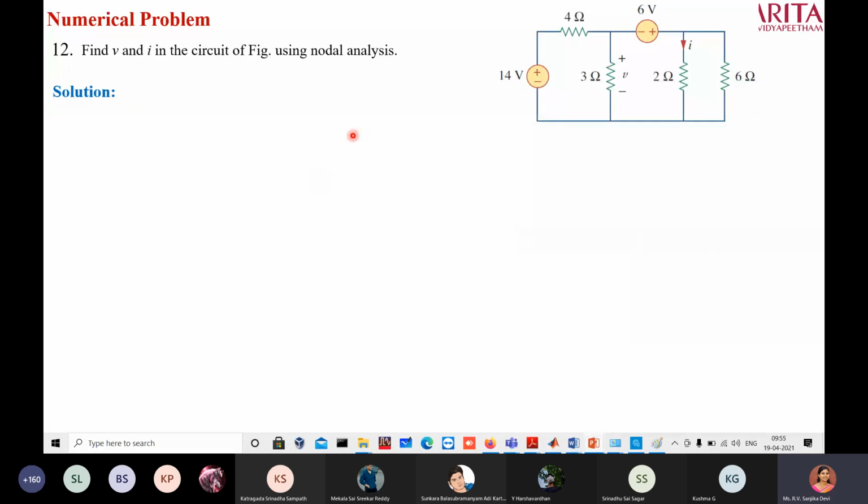Okay, so we will take up a numerical problem. For the circuit, we have to find V and I using nodal analysis. If the question is explicitly asking you to use nodal analysis, you have to use only nodal analysis, because any circuit can be solved using any of the methods. But if the question gives an explicit term, you have to go with that particular term.